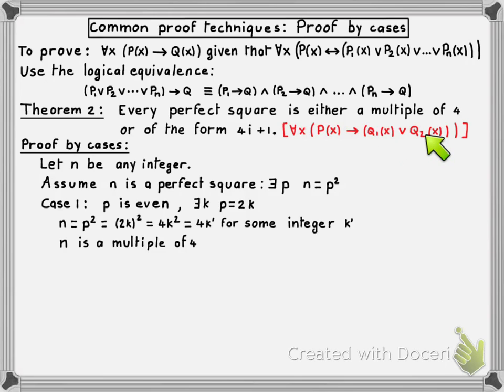And here we're going to pick as q2, of course, the one that we want, this one. So in conclusion, knowing that n is a multiple of 4 allows us to infer that n is a multiple of 4, or n is of the form 4 times i plus 1. And that is the conclusion of the theorem, which means we're done with case 1.